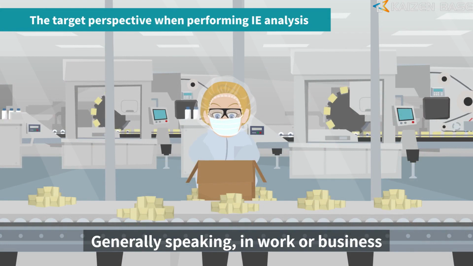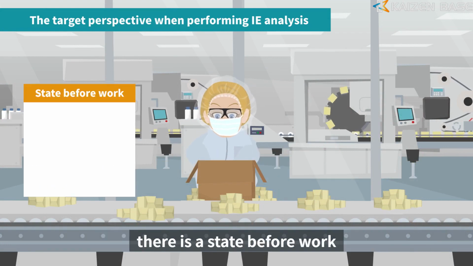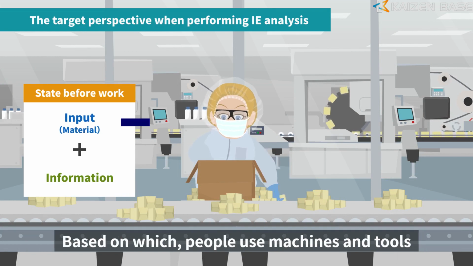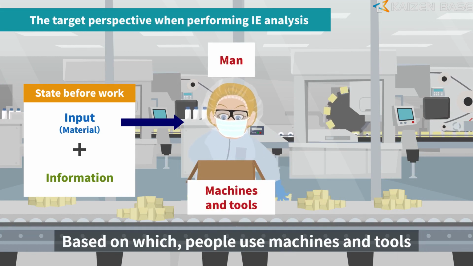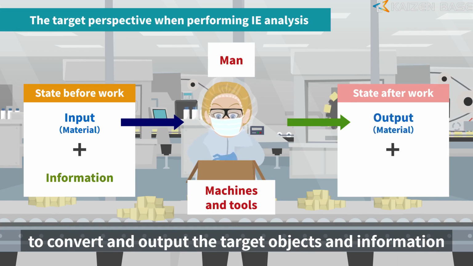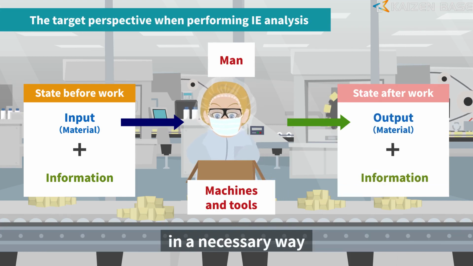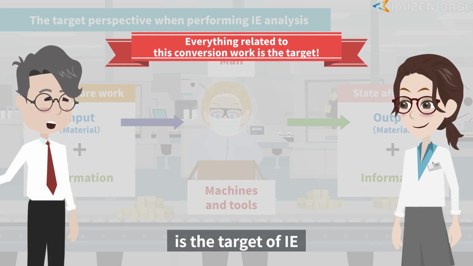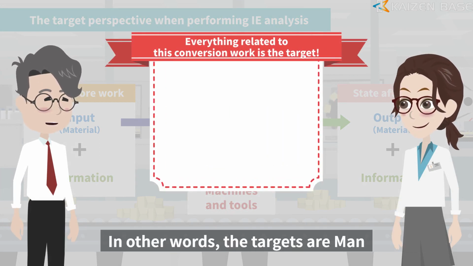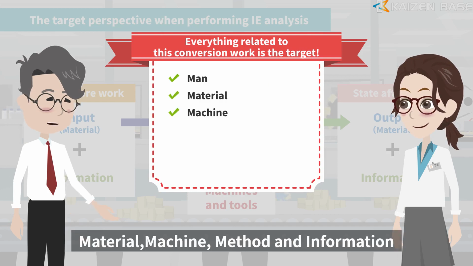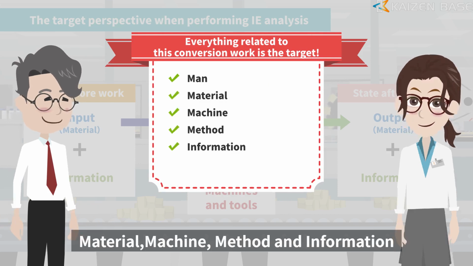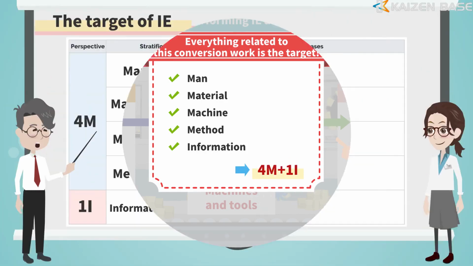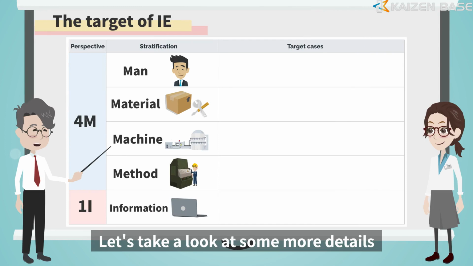Generally speaking, in work or business, there is a state before work, which refers to related information and input materials, based on which people use machines and tools to convert and output the target objects and information in a necessary way. In fact, everything related to this conversion work is the target of IE. In other words, the targets are man, material, machine, method and information. This is the perspective of 4M+1I, isn't it? Let's take a look at some more details.